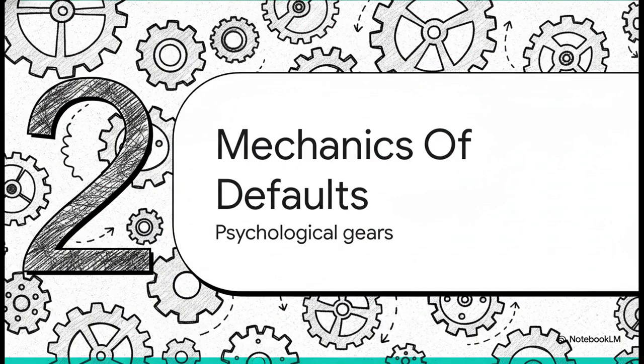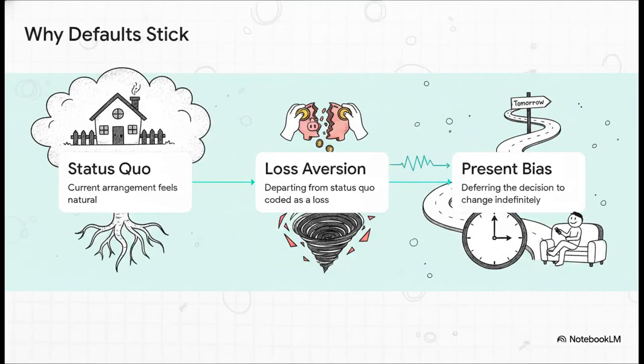Section 2. The mechanics of defaults. The single most studied nudge in the world is the default. The option that applies if you just do nothing. But why do defaults stick so stubbornly? Well, it's basically a logical pipeline made up of 3 cognitive mechanisms. First up, status quo bias. The current arrangement just kind of feels natural.